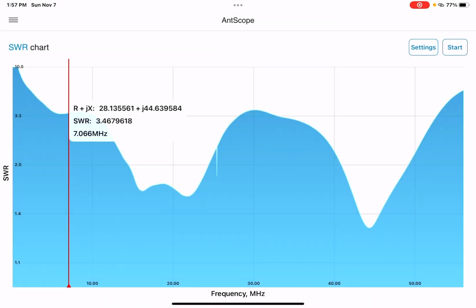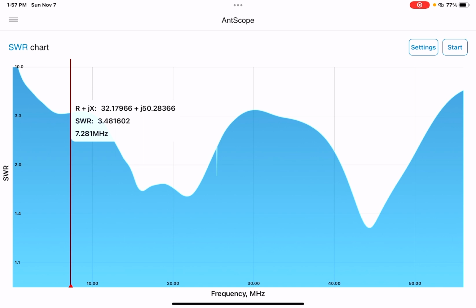All right, so this is the SWR chart for the Chameleon MPAS Lite for the setup where you have a counterpoise of about 32 and a half feet long wire. Over here at 7.28 megahertz, we have an SWR of 3.48. I'll tell you something also, in this particular case, I put some water near the spike just to see if we can get better conductivity, and it didn't. It didn't change at all.